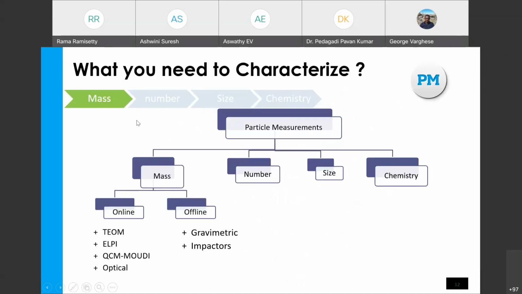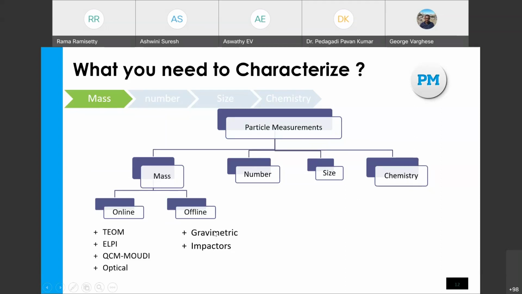For a start, whenever you talk about air quality, people always think about PM2.5 and PM10. But there are many other things in that. So for PM measurements, which are particulate mass measurements, we have the online methods such as TEOM, BAM, or QCM, or optical methods. Also, we have some offline methods by collecting the sample on a filter paper, and we can do the analysis.